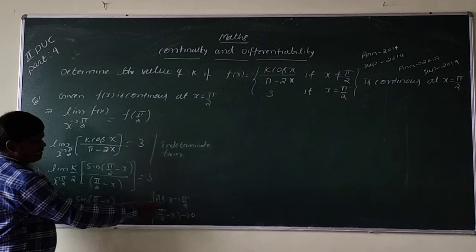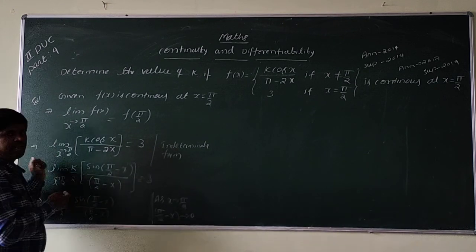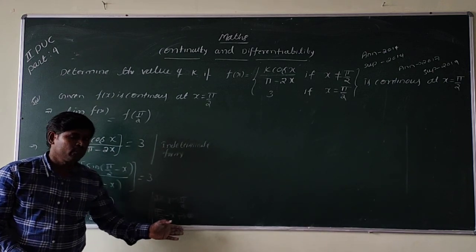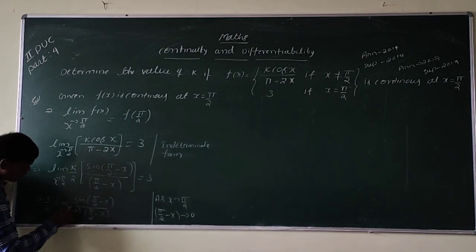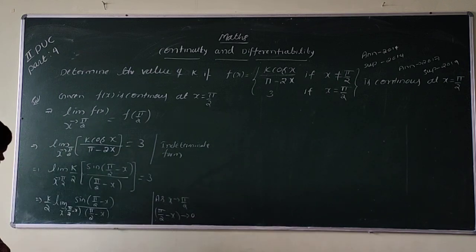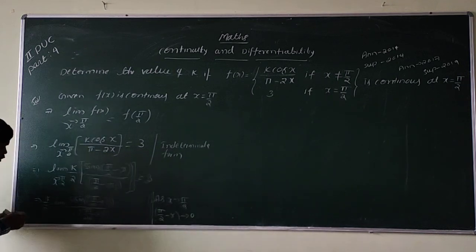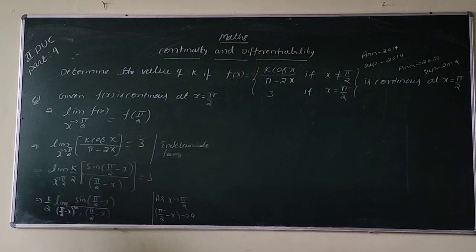So just put the x value here. X tends to pi by 2 means x nearly approaches pi by 2, so pi by 2 minus pi by 2 is 0. So that is pi by 2 minus x as x tends to pi by 2. So pi by 2 minus x tends to 0.